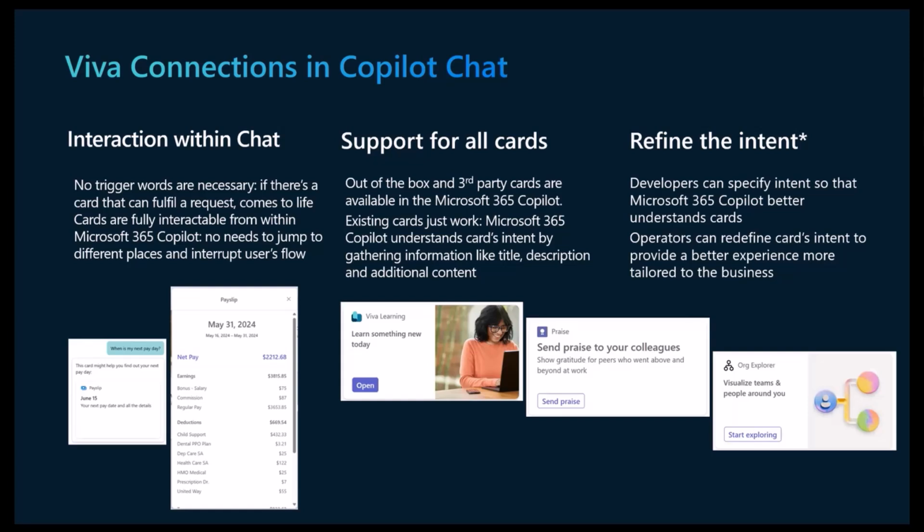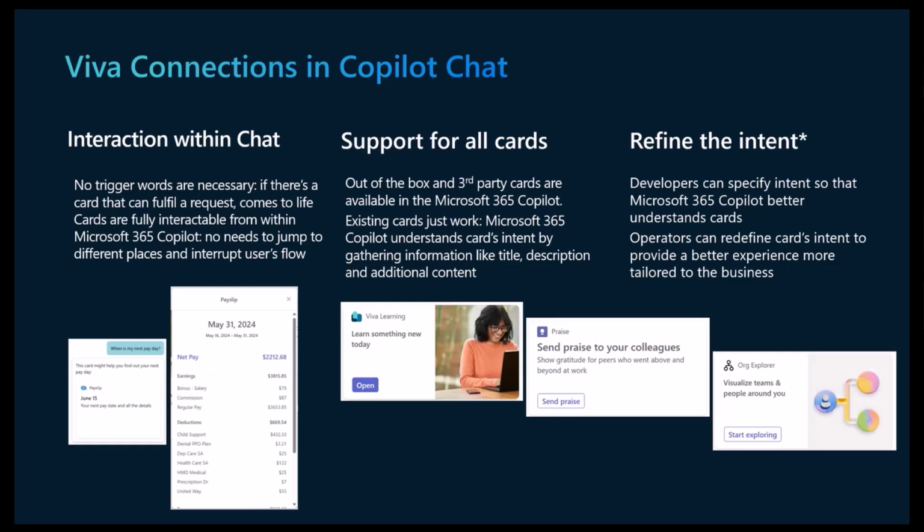The other important thing that we did was surface all the cards that already exist. We grounded the content and knowledge on existing attributes of the cards, like title and description, and Copilot understands those cards without any need to change the cards or the code behind them.